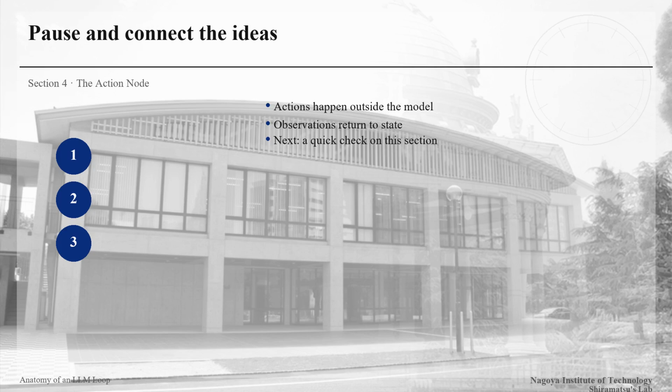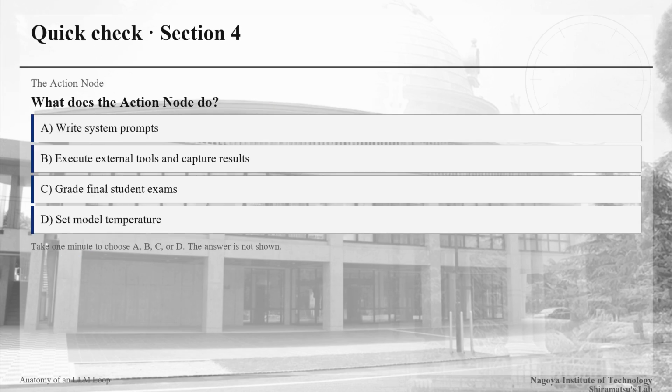Quick check after Section 4. What does the action node do? Choose A, B, C, or D. Take 1 minute to think, then choose A, B, C, or D. The correct answer is not shown.